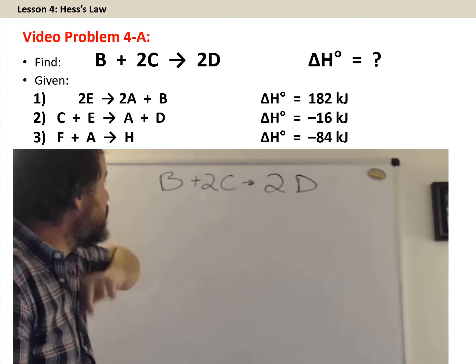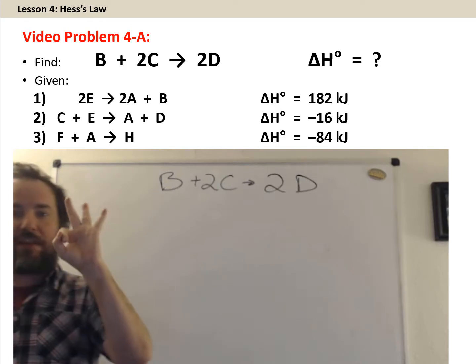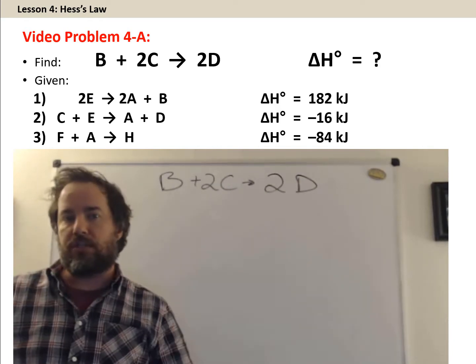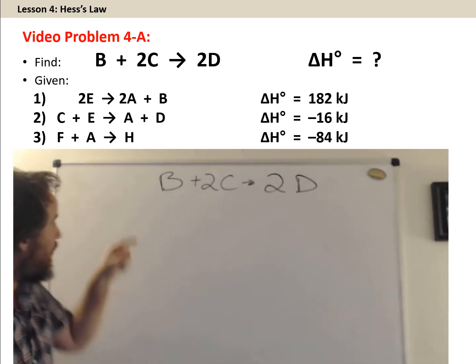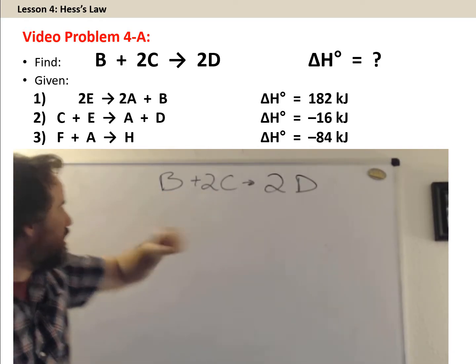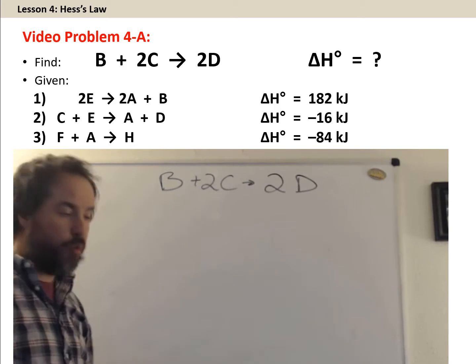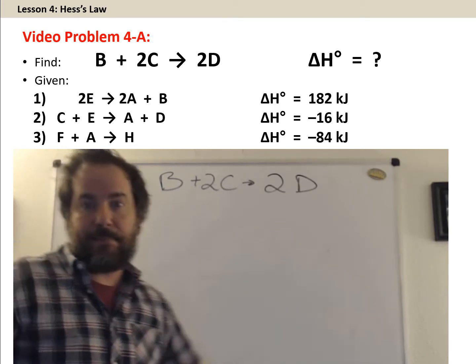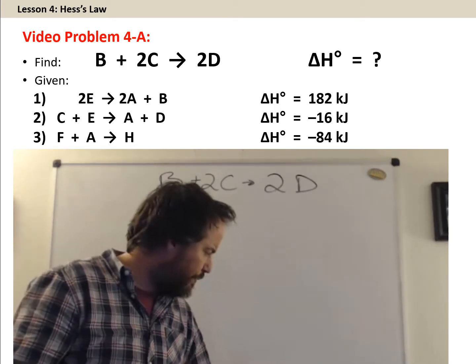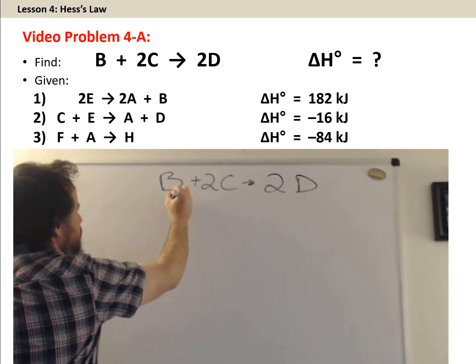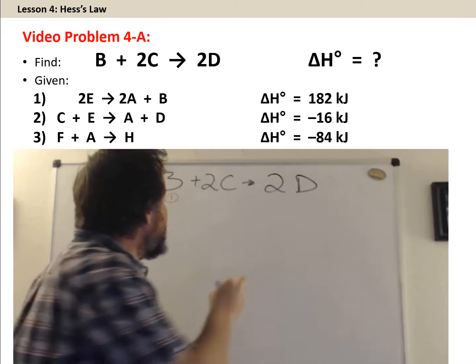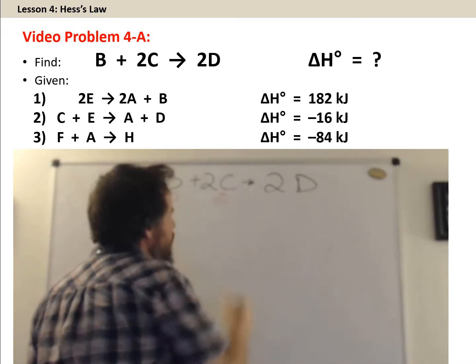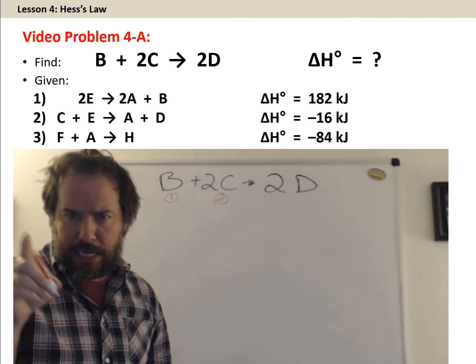So we have B plus 2C going to 2D, and we're given 3 of these equations. The first thing we always have to do is look at B plus 2C, 2D, and ask which of these equations have B in them? Equation 1 has B in it. C is only in 2, and D is only in 2.